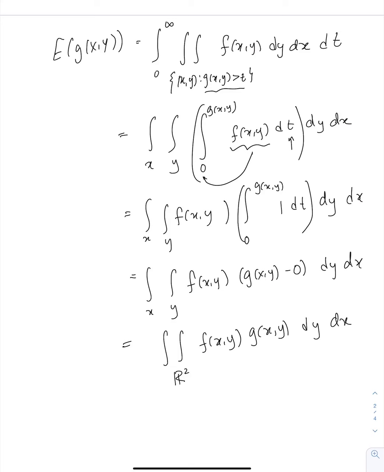Then what you can do is break up the plane into two subsets. Look at the x comma y, so the subset of the plane where g of xy is positive, and look at the subset of the plane where g of xy is negative, okay?